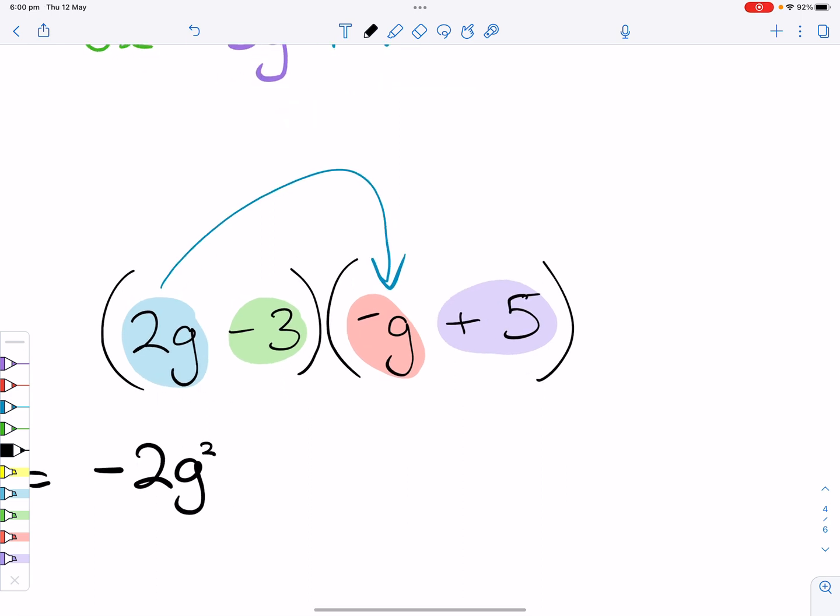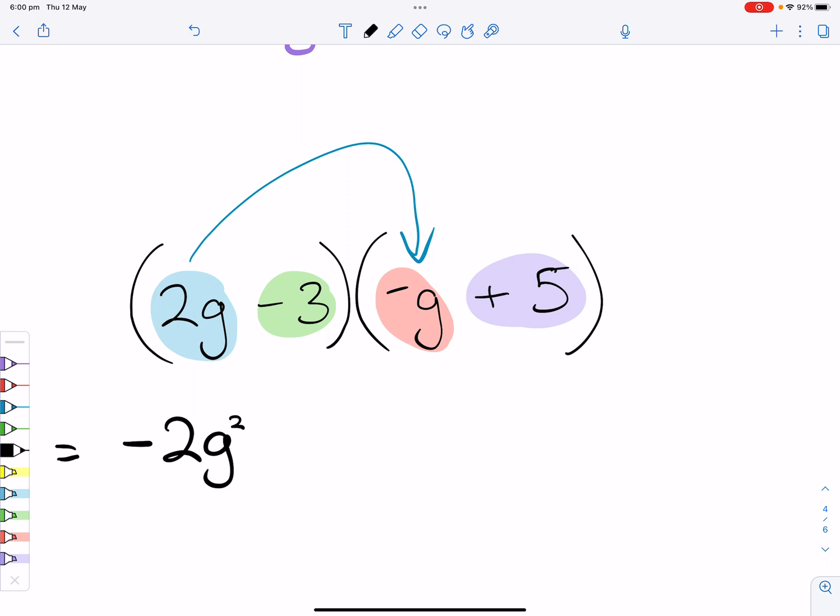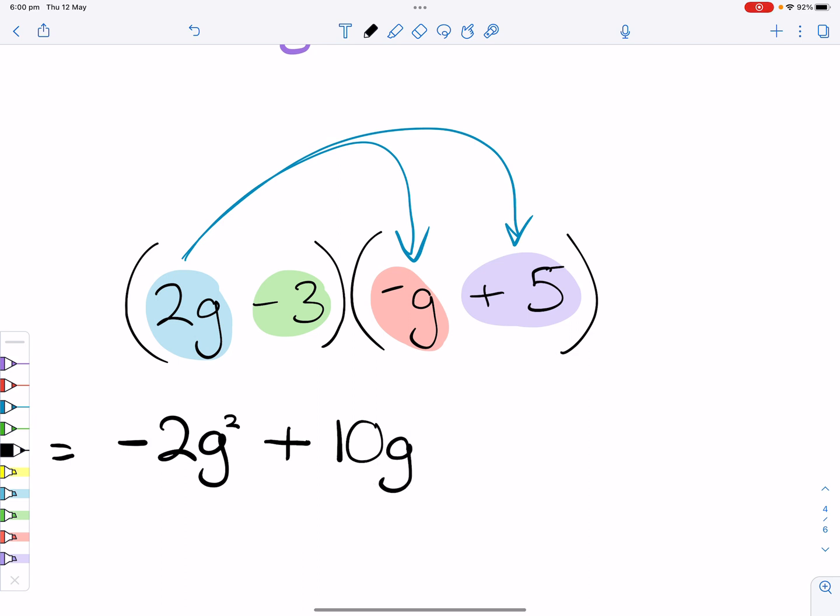But that's g squared. I'm going to use g squared. Power notation is a shorter, more compact way of writing the math, so I'm going to use that instead. Now we're going to do blue times the purple. So I've got +2g multiplied against +5, so my answer is positive. Now just look at the numbers. 2 times the 5 is 10, and the g has nobody to combine with, so that just gets brought along for the ride.